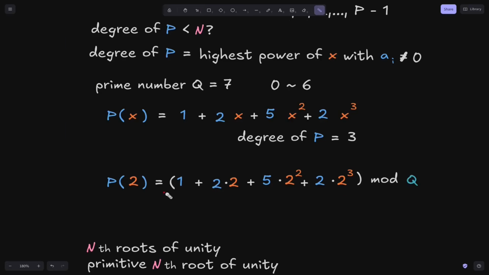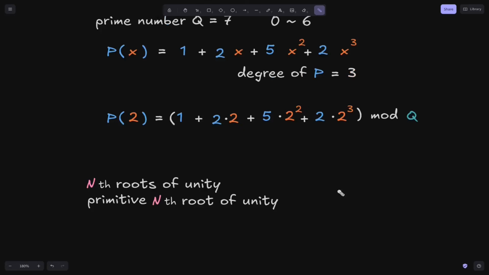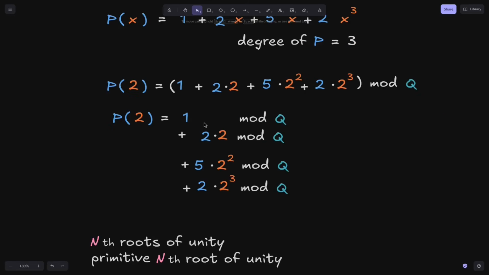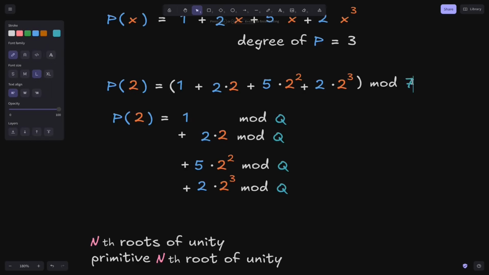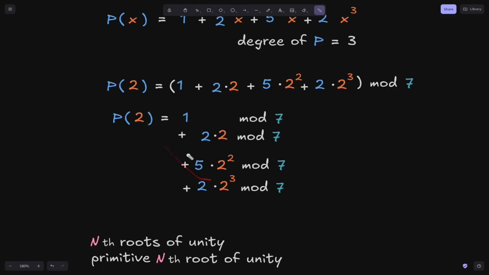There are several ways we can evaluate this expression. We can first calculate the inner part and then take mod q, or we can take mod q of the individual terms. So either we can do this, or we can do something like this. Evaluate each term mod q. In our example, this prime q will be 7. Let's put in the number 7. Okay, and then we'll evaluate each term one at a time.